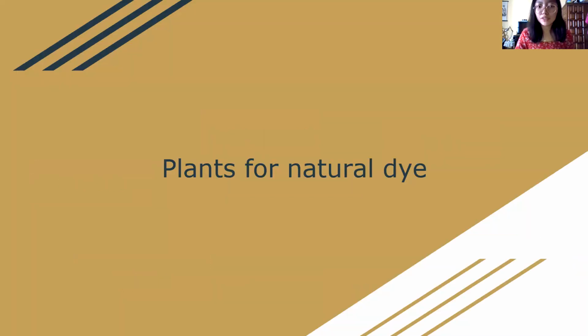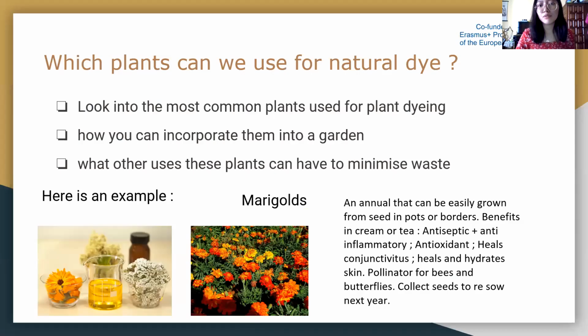Now we are going to be talking about plants for natural dye. First of all, which plants can we use for natural dye? Look into the most common plants used for plant dyeing, how you can incorporate them into a garden, and what other uses these plants can have to minimize waste.